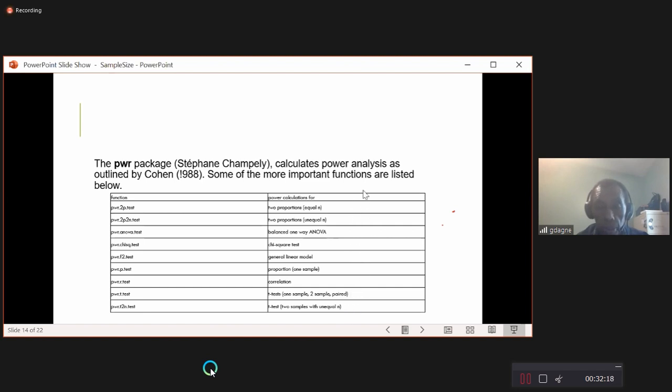For example, if you have two population proportions, equal sample size, unequal sample size; ANOVA and chi-square tests; general linear models, not generalized but general linear models; one single population, two populations, more than two for ANOVA; and then correlations; and then if you have a sample mean, paired, independent two-sample test, and paired, something like that, or with unequal samples.